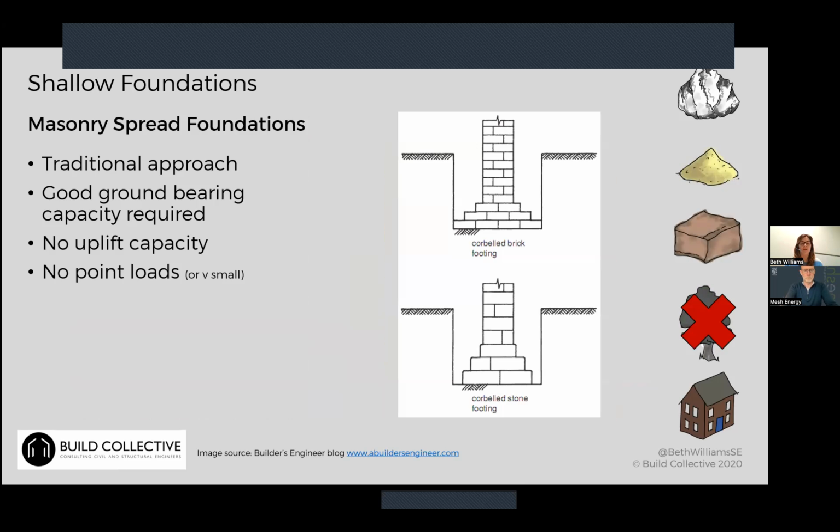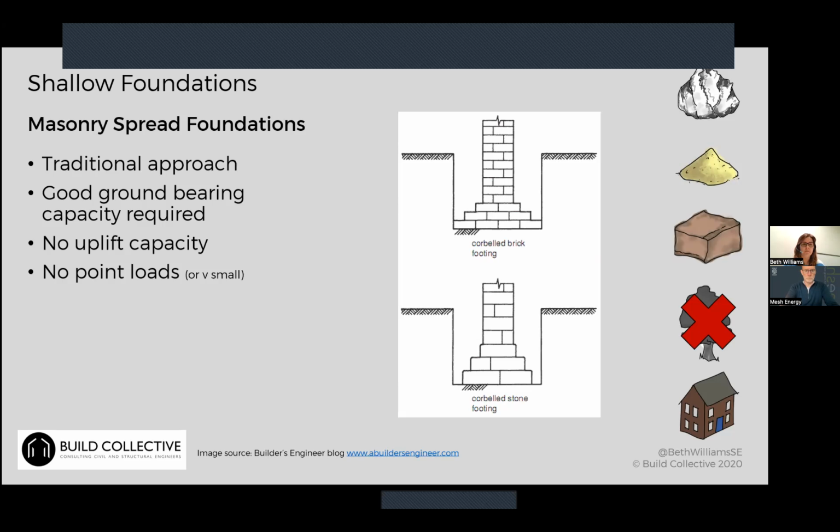They might not, they might just keep going the same width all the way down. And then that just sits on the ground, whatever that happens to be. It could be anything: rock, gravels, sands, clays. As long as you've got a good bearing capacity, you can do a masonry spread foundation. What you struggle with is getting very deep, because it gets unsafe to dig a hole and then also to lay masonry units in that hole without really carefully considering shuttering the sides of that excavation.